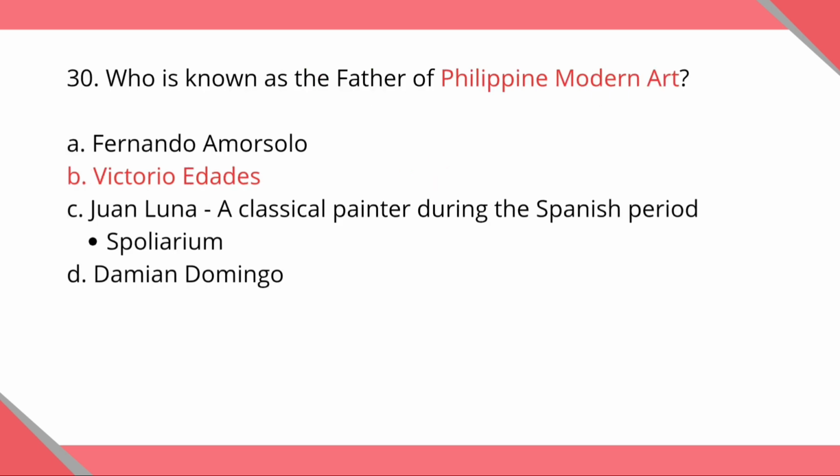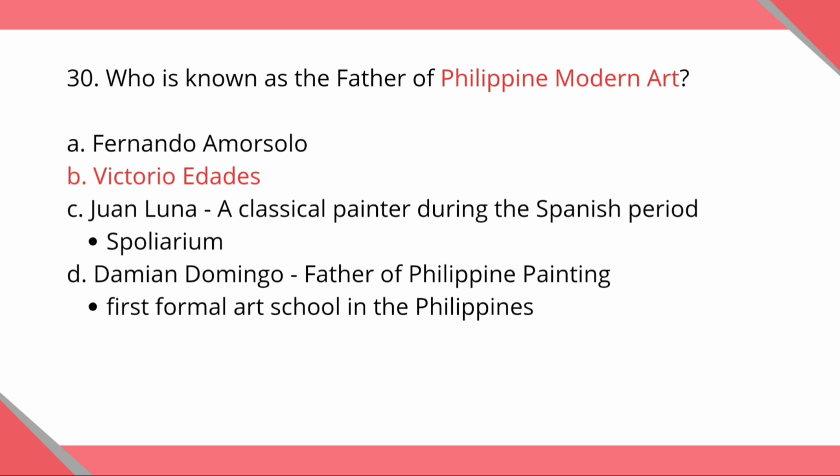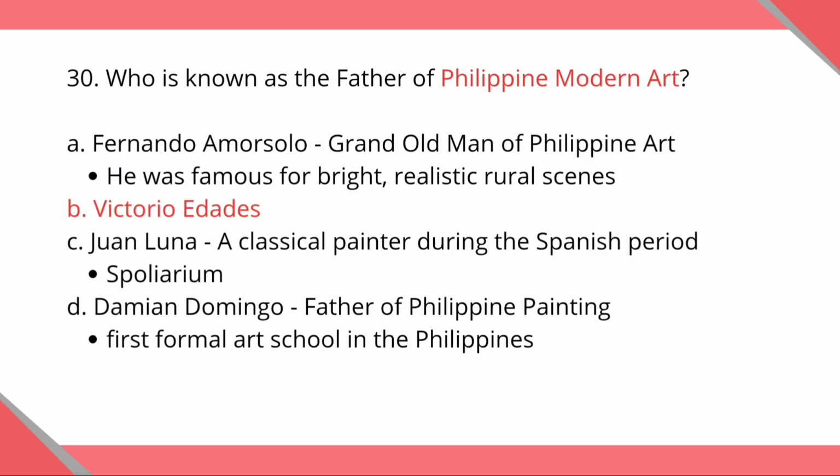While Juan Luna is a classical painter during the Spanish period, he is known for historical works like Spoliarium. Damian Domingo is known as the father of Philippine painting. He founded the first formal art school in the Philippines. And Fernando Amorsolo is known as the Grand Old Man of Philippine art. He was famous for bright, realistic rural scenes.